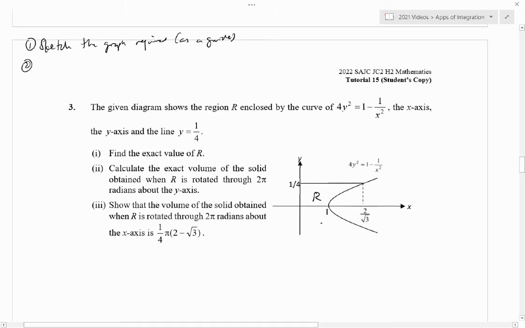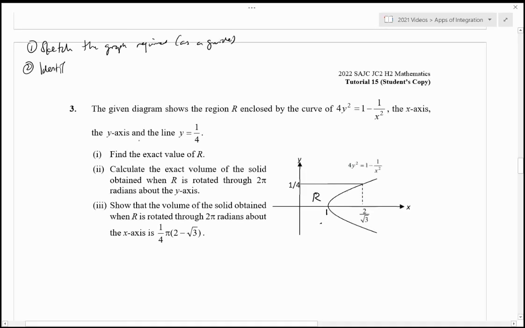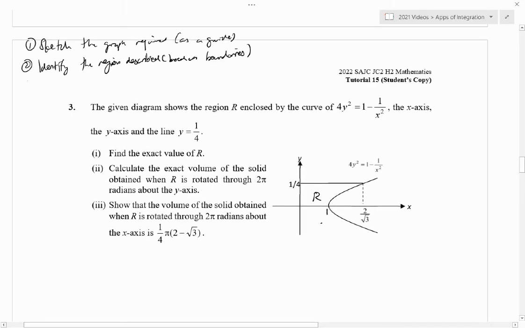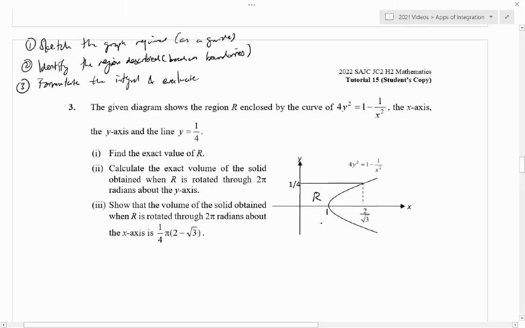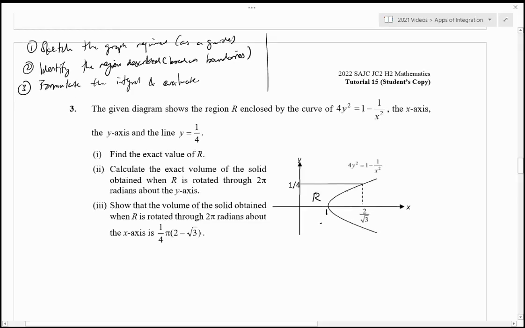Right. Secondly, we need to identify the region described based on the boundaries. Okay. And thirdly, formulate the integral and evaluate. All right.